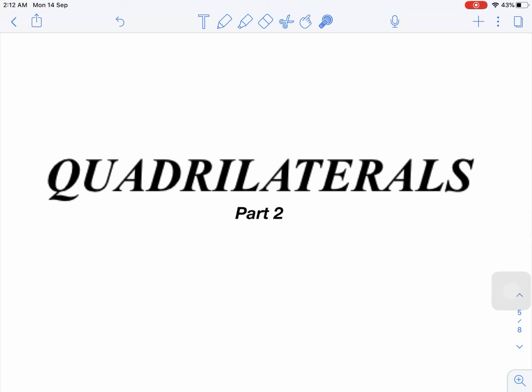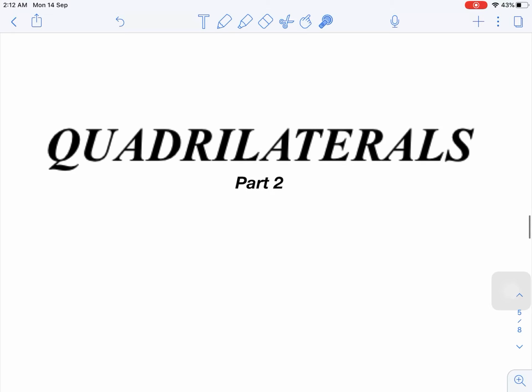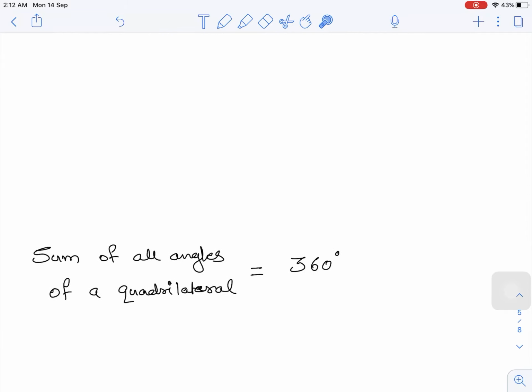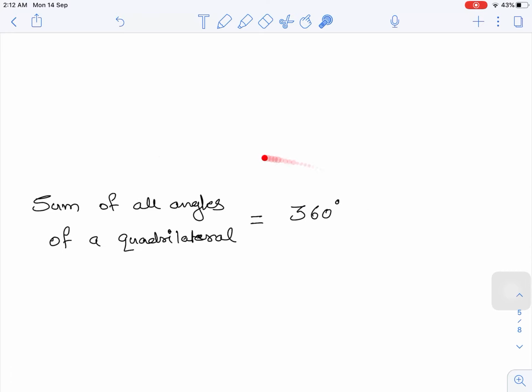So hello students, today we are going to learn chapter number 4 of class 8, that is quadrilaterals. In the previous period we have learned some basic concepts related to quadrilaterals. Today we are going to solve some more examples based on quadrilaterals. We have learned a property that the sum of all angles of a quadrilateral is always equal to 360 degrees. So let us solve some more examples based on the same concept.